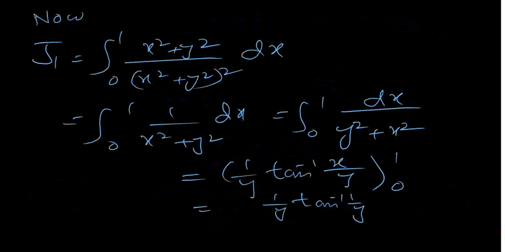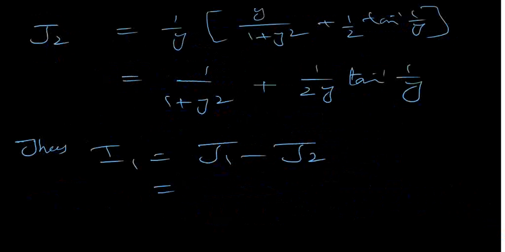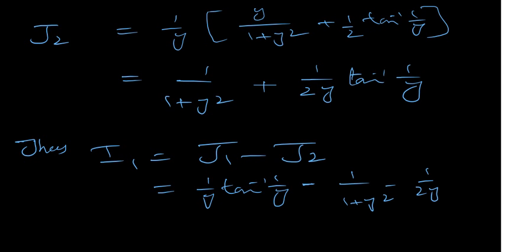What's this J1? Value of J1 is 1 over y tan inverse of 1 by y. Okay, value of J1 is 1 over y tan inverse 1 over y. Then minus J2 is this one, it's minus 1 over 1 plus y square and minus 1 by 2y tan inverse of 1 over y.